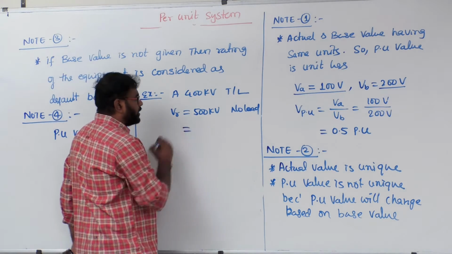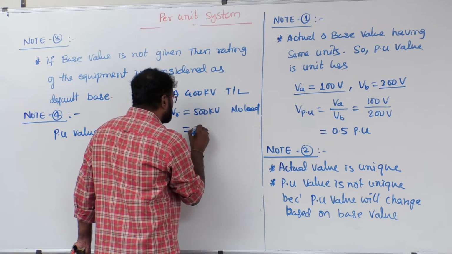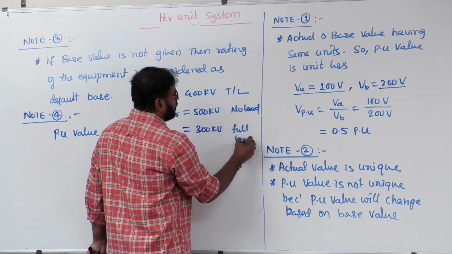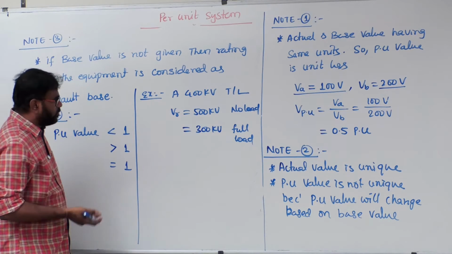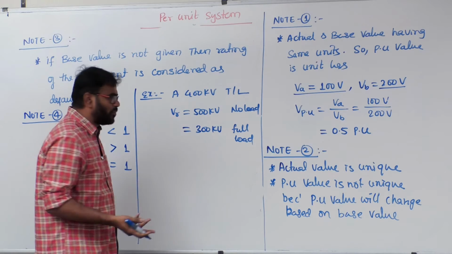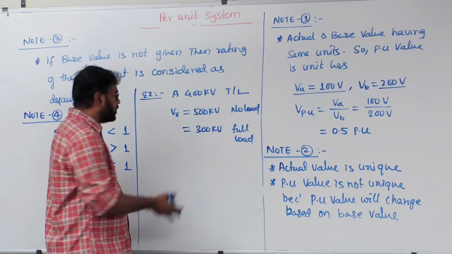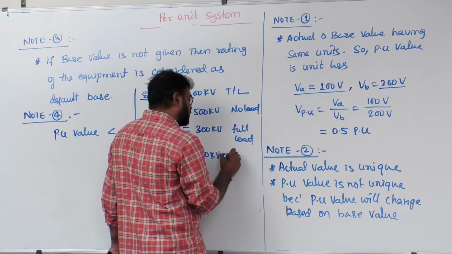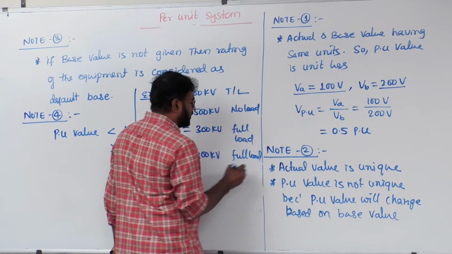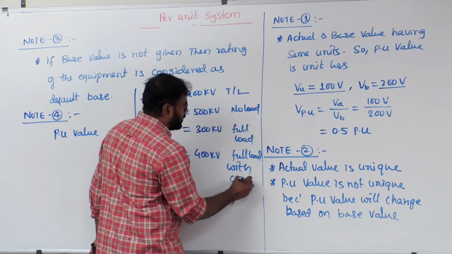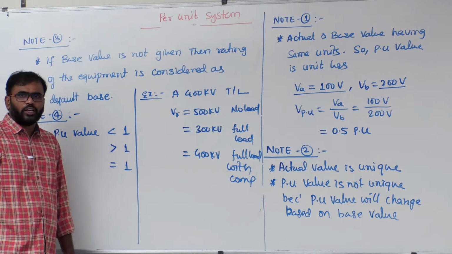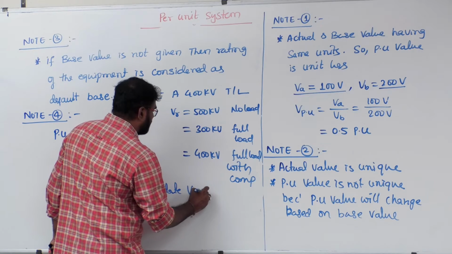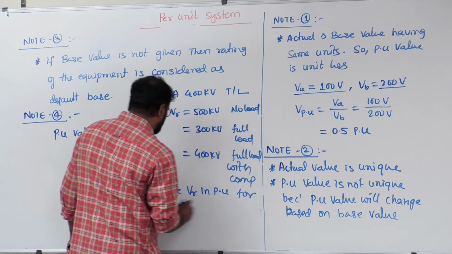Now, the receiving end voltage is, let's say, 300 kV under full load. Yes, this is also a valid thing, because due to heavy voltage drop in the line, under full load the receiving end voltage may become 300 kV. Now, the receiving end voltage is, let's say, 400 kV. This is also under full load, but with compensation. Now the question is, calculate VR in per unit for the different cases.